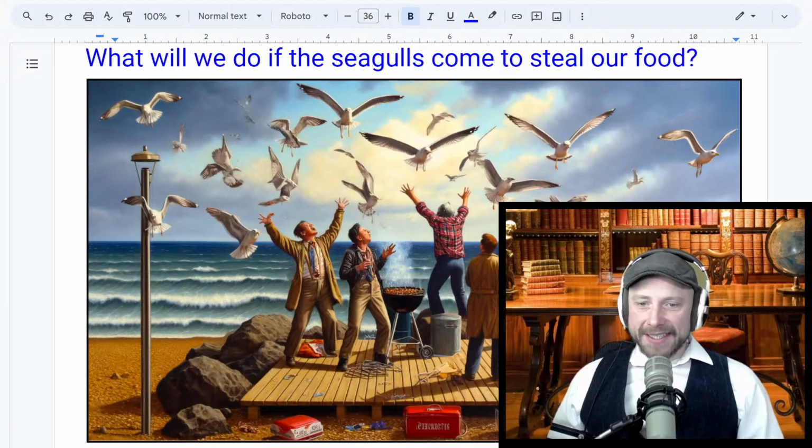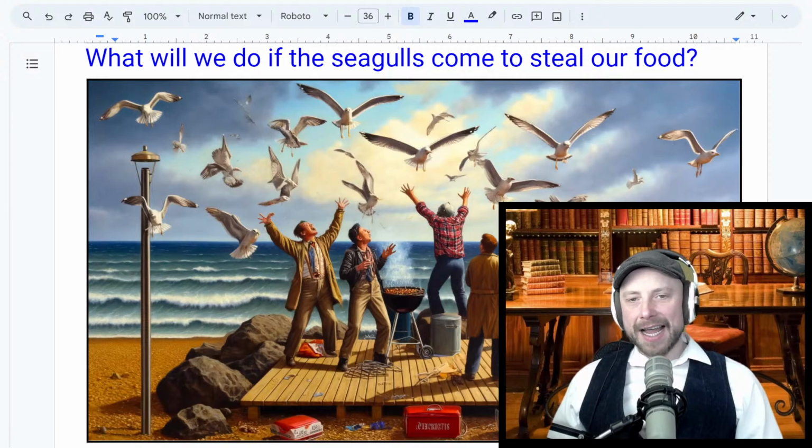So, what will we do if the seagulls come and steal our food? Hello there, Sleepwalker. What will we do if the seagulls come and steal our food? It's a problem. And actually, the seagulls here in England are really brave. They will go for your food. Oh, yes, they will go for it. So what will we do? Could you use the language from the class to make suggestions?